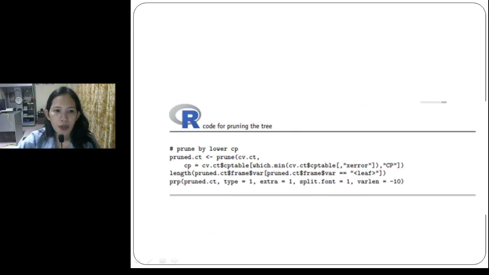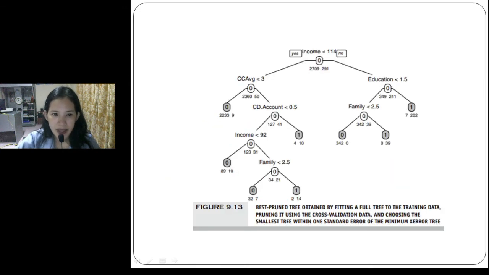The code for pruning the tree is shown in this slide. And this is the best pruned tree obtained by fitting a full tree to the training data, pruning it using the cross-validation data, and choosing the smallest tree within one standard error of the minimum xerror tree.